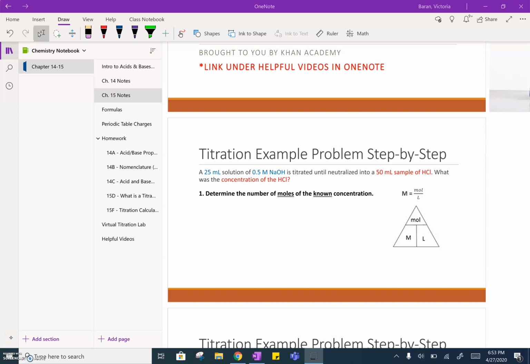So since you have already learned about what a titration reaction is and how you carry out that type of experiment, now we're going to go into a step-by-step example of how to calculate the unknown concentration of an acid or base. In this case, it's going to be the acid that will be the unknown. And you've already seen an example of this in the video, but now we're going to go more step by step.